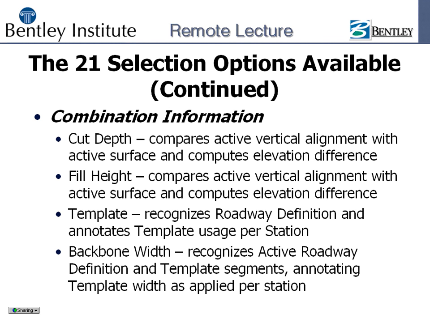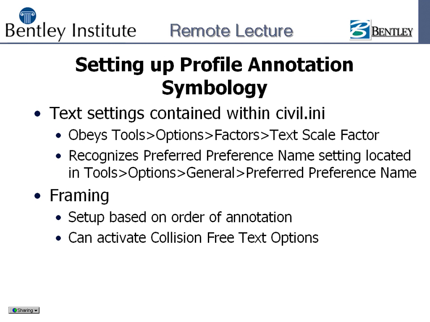We have a running count on templates, so when we run down a model, we're going to look at how this works. We can recognize the roadway definition that's active, and then we annotate at each station what template's applied. Another neat one is the backbone width. This recognizes the active roadway definition and the template segments, and then annotates the templates as applied per station. That lets you analyze your modeler run even before you run your modeler. Okay, we'll come back to that.